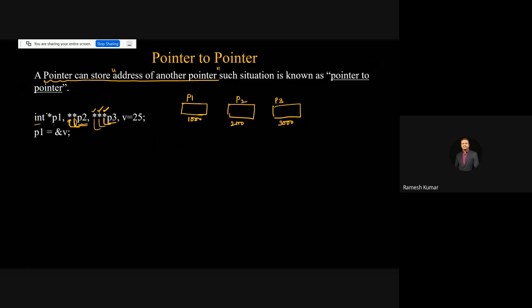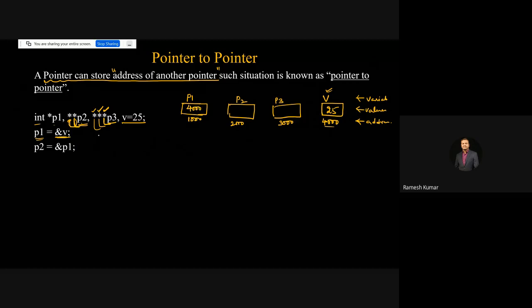P1 equals ampersand V, and we also have one more variable V. Assume V is located at location 4000 and its value is 25. Again, the upper ones are variables, these are the values in the boxes, and at the bottom are called addresses. Now P1 equals ampersand V. Ampersand V means address of V. What is the address of V? 4000. That 4000 is copied into which variable? P1. Now P1 is stored with the value 4000.